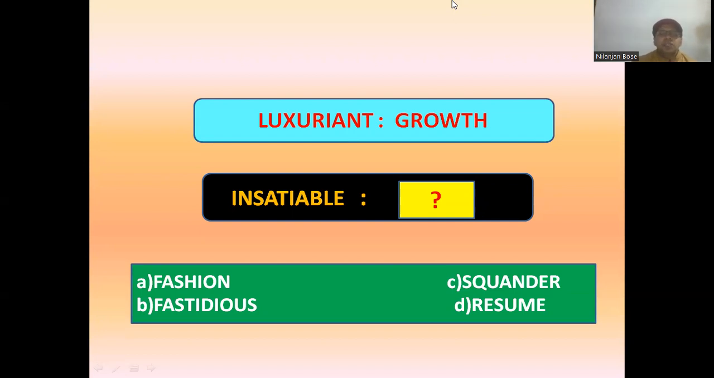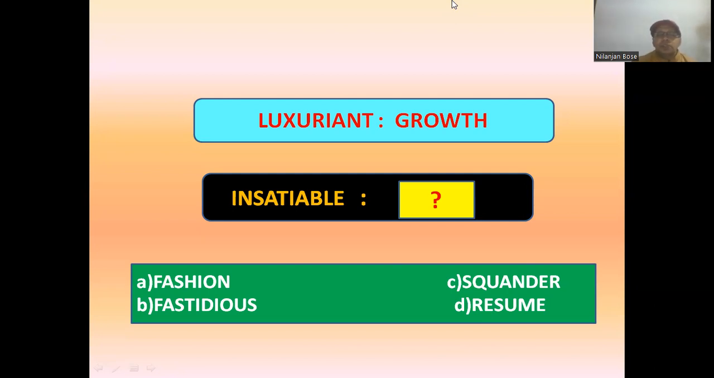And the first word is written as insatiable. Now, what does it mean? It means a person who cannot be easily satisfied, right? So you have to search for that option which has a connection with this one. Out of the four options, the first option, fashion, doesn't have any connection with this one. Option B, fastidious. Yeah, it can be, because fastidious is a word which means a person who cannot be easily satisfied. So undoubtedly, this should be the correct answer.